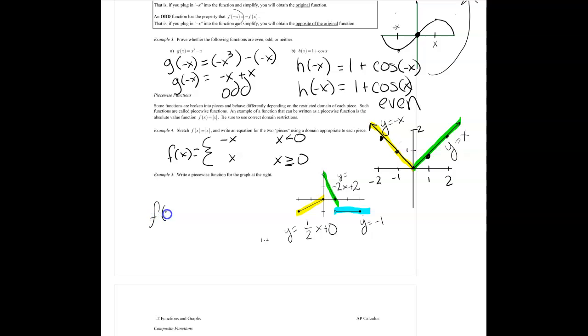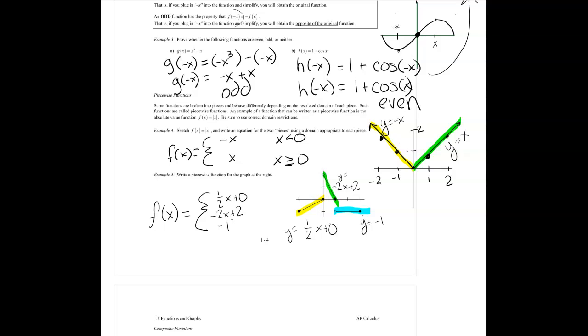So I've got f of x is equal to that weird curly bracket. I'm going to leave enough room to make 3 different lines on here. So I'm just going to go from left to right because that's how we read books. That's also how we read graphs. So I've got 1/2 x plus 0, or just 1/2 x. I've definitely got that -2x plus 2, and I've got that -1. The only thing I've got left to do is give my domains, and then I should be done with this problem.